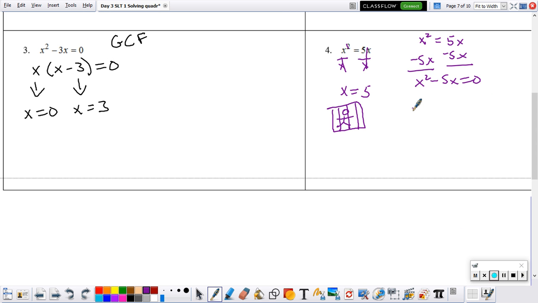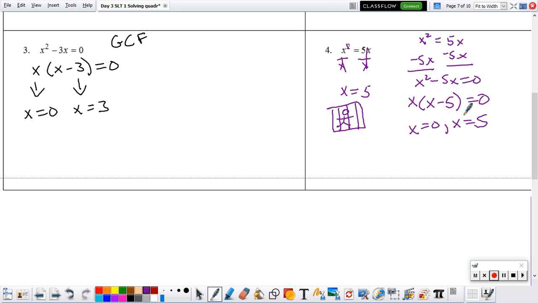I'm going to take out the greatest common factor. And I've got x squared... Whoops, what's that all about? I got x equals 0 and x equals 5.